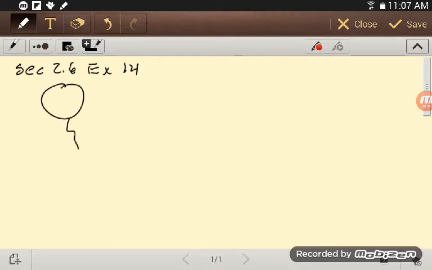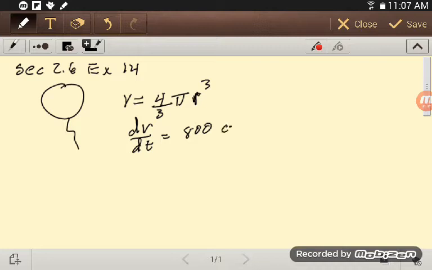we have this balloon, and what we know about spheres, we say a spherical balloon, that the volume is 4/3 pi r cubed. And we're told that the rate of change of the volume is at some constant 800 centimeters cubed per minute.